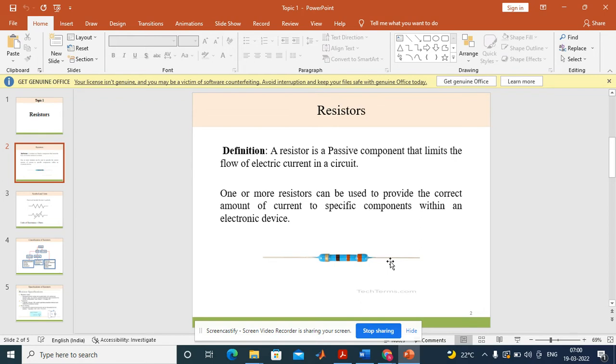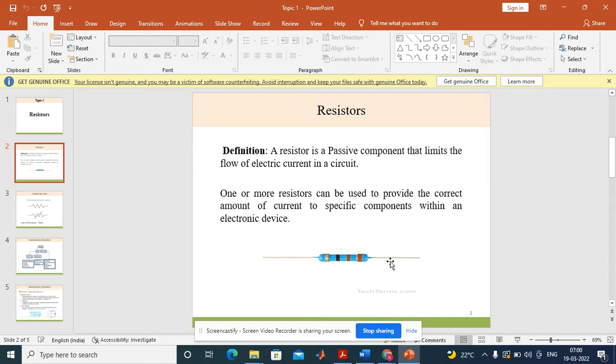A resistor is a passive component that limits the flow of current in a circuit wherever it is required. It also decides the amount of current to flow in any branch of a circuit. One or more resistors can be used to provide the correct amount of current to specific components within an electronic device.